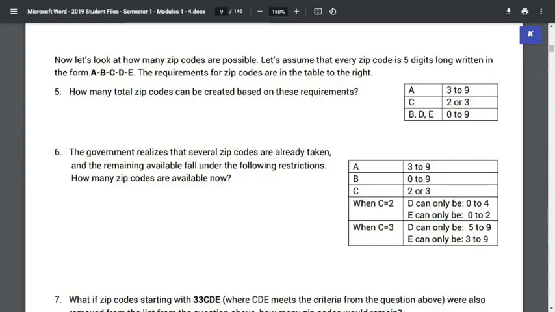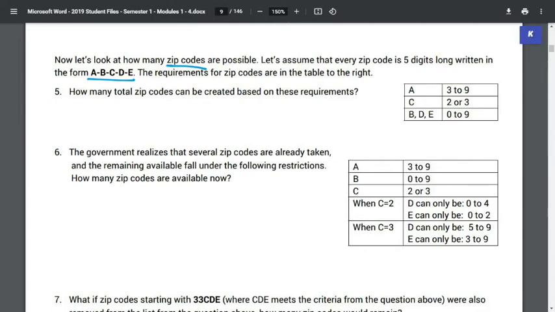Now, if we continue with the next set of problems, we're going to look at this one, and that will conclude part 1, and then we're going to look at 2 other sets of problems in part 2 of this video. So this time we're talking about zip codes. Let's say that every zip code has 5 digits and it's written in this form, A, B, C, D, E, where each of those letters represent a number, of course. So it wants to know what are the requirements if we use the table to the right.